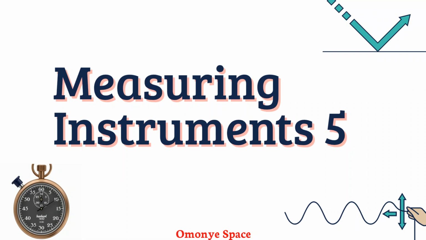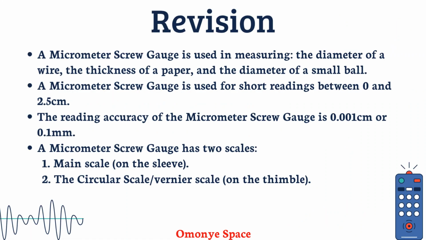Let's continue our study on measuring instruments by looking at time, mass, and weight, and the instruments used to measure them. From our previous lesson, we learned that a micrometer screw gauge is used in measuring the diameter of a wire, the thickness of a paper, and the diameter of a small ball.